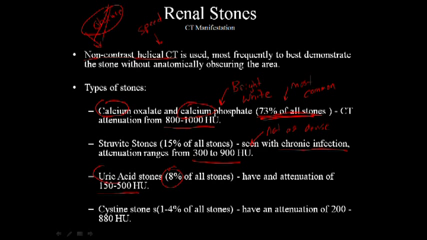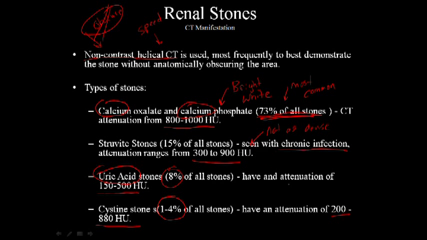And so they're formed by uric acid. So we know that uric acid can create a lot of problems, can increase the prevalence of gout, and because of that we can also see that uric acid will cause stones as well. And then last is cystine stones, which are perhaps the least common of all stones, and have an attenuation value of 200 to 800 Hounsfield units.